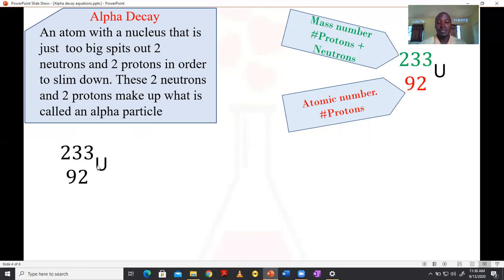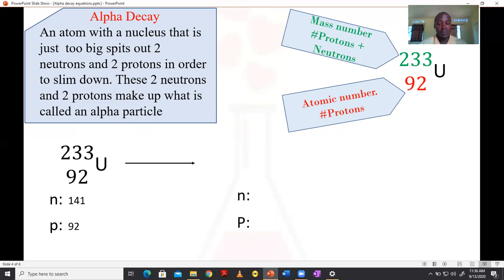So when you look at uranium-233 undergoing alpha decay, we need to first know the number of protons and number of neutrons in this element. So we shall write N and P so that we can follow the number of protons and neutrons. In this case, the number of protons will be 92 because this is the atomic number. Number of protons is atomic number. So uranium-233 has atomic number 92, and then the number of neutrons will be the mass number minus the atomic number, giving us 141 neutrons. So our uranium has 141 neutrons and 92 protons.